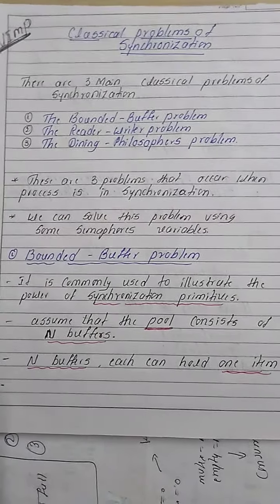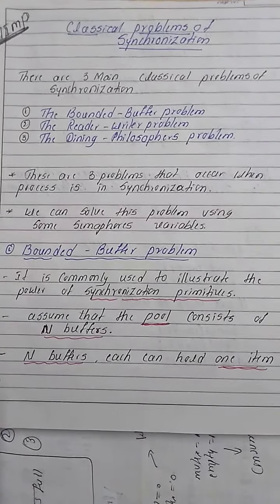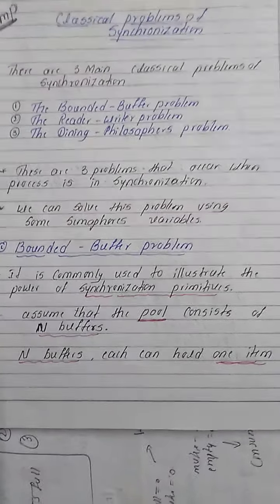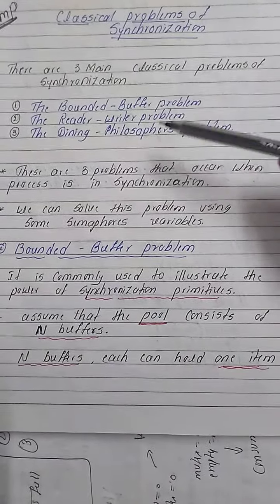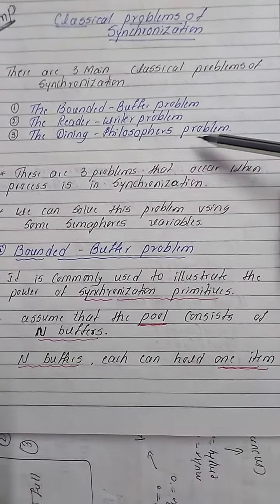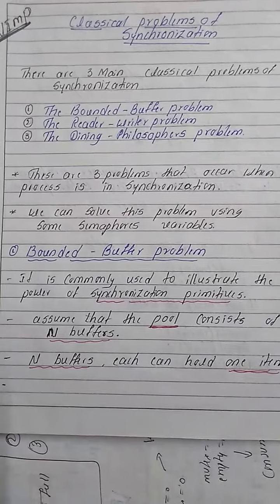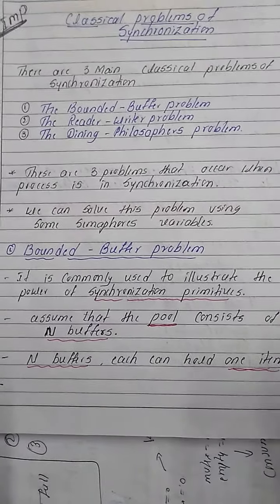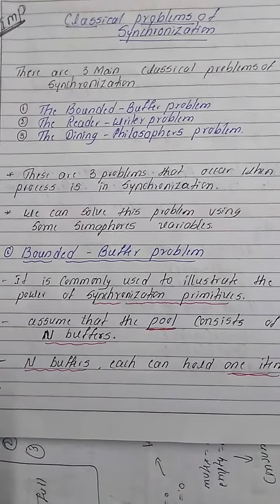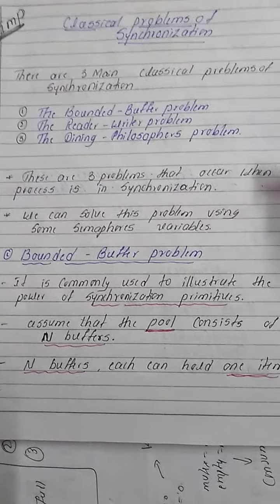Today's topic is the classical problems of synchronization, meaning the problems we face during synchronization. There are three main classical problems. First one is the bounded buffer problem. Second one is the reader-writer problem. Third, the dining philosopher problem. These are the three problems which occur during synchronization. To solve these problems we are using semaphores.